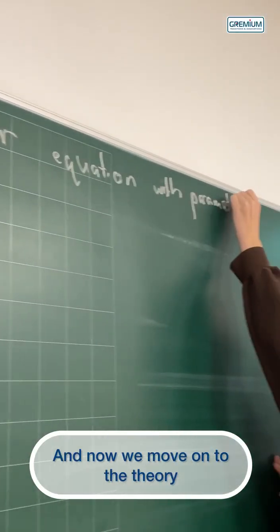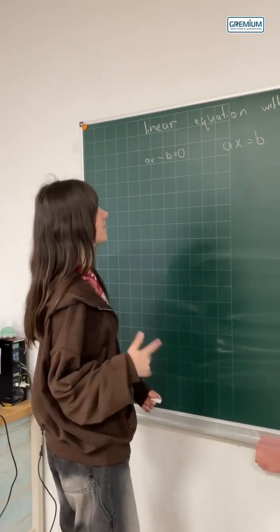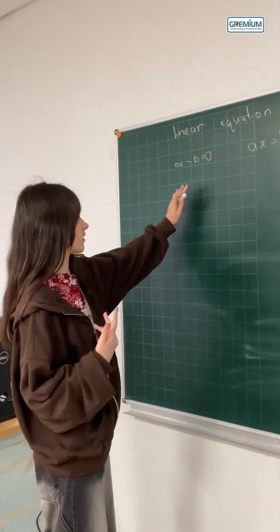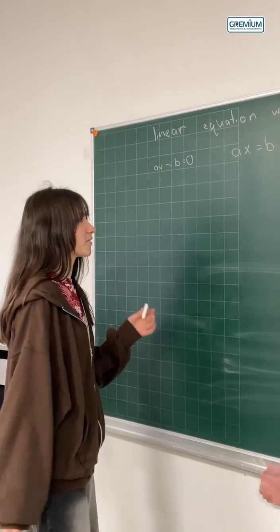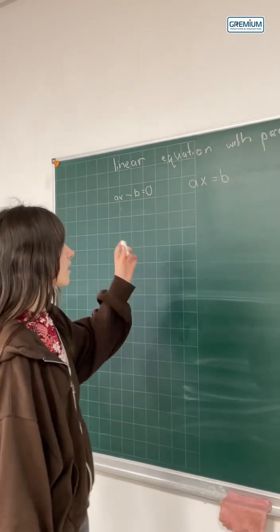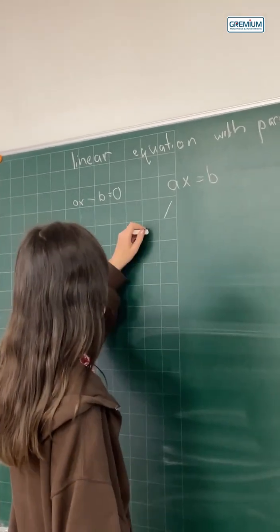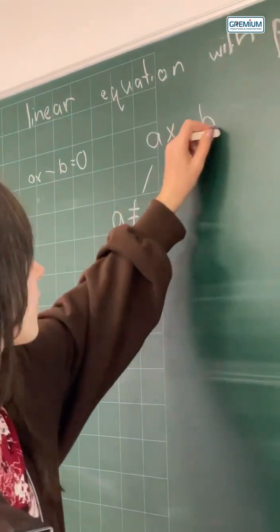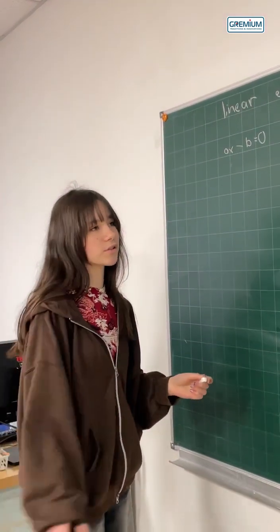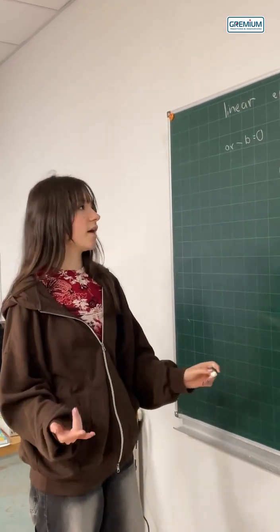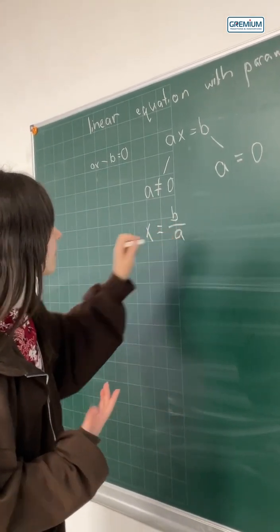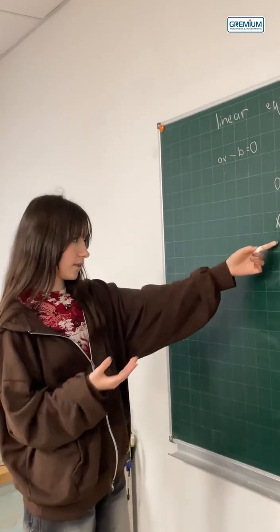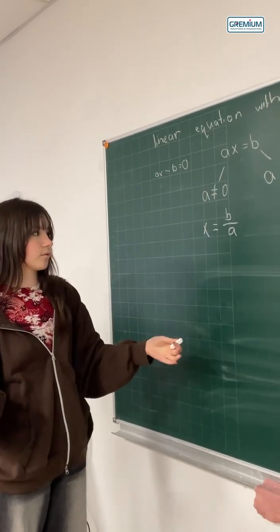And now we move on to the theory. When we have a linear equation with a parameter, it looks like this, but we take this and we put it here, so this is how it looks. To solve it, we need to have two options. The first one is when a doesn't equal 0, and the second one is when a equals 0. When a doesn't equal 0, that means that we don't have any restrictions, and we can use the rule that x equals b divided by a, and so x can be any number, well, except 0.